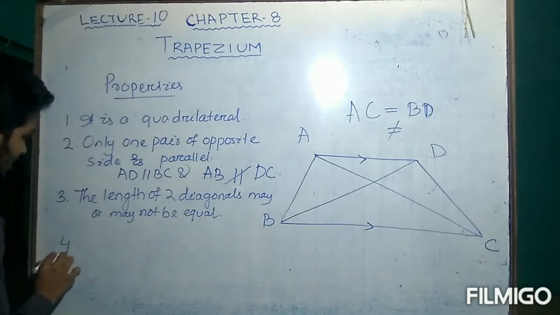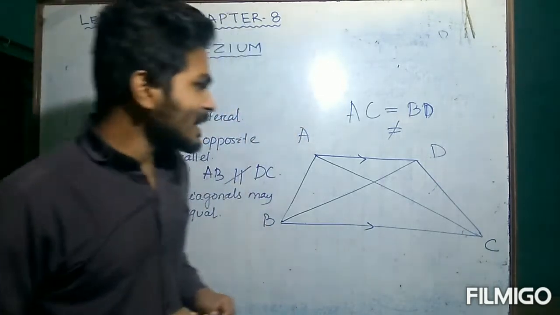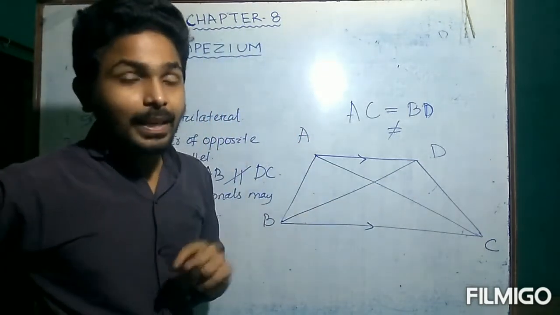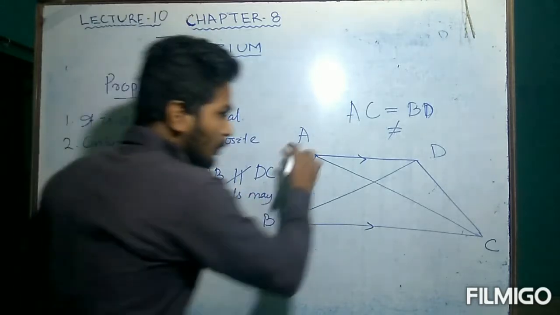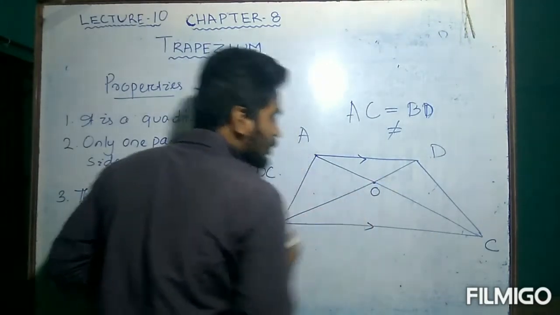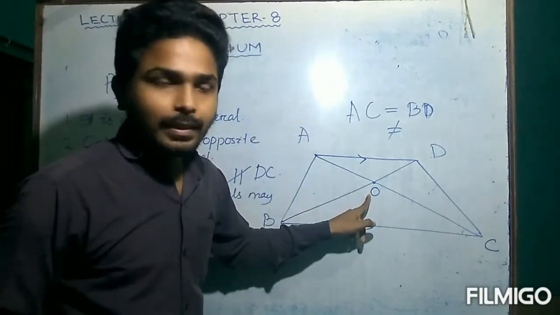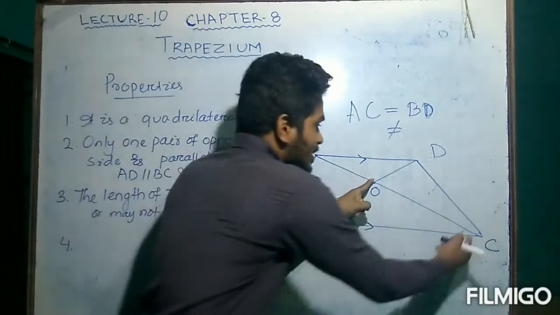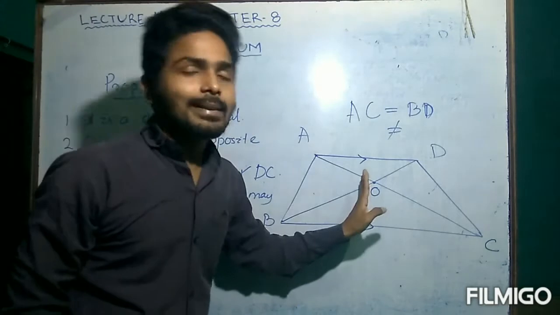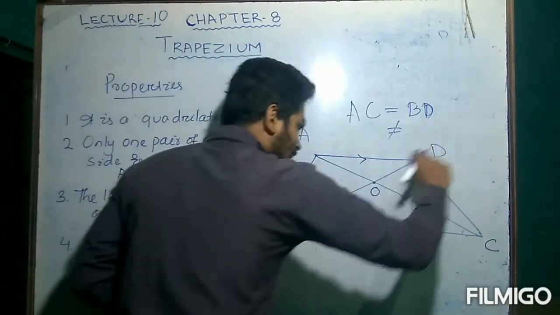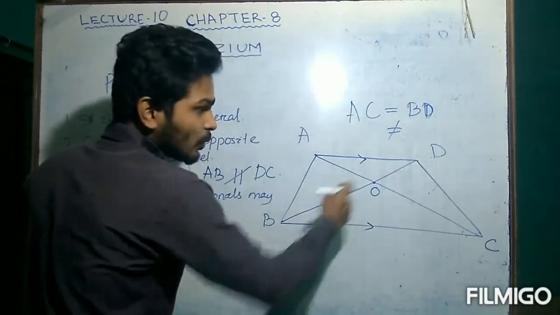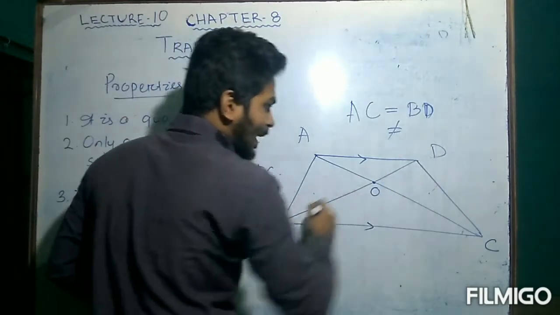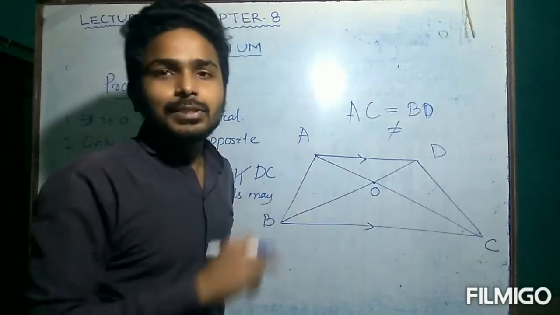Understood? Next is the fourth property. In case of a trapezium, the two diagonals do not bisect each other. Both diagonals meet at a common point, which is the point of intersection. At this point O, the diagonal AC is not bisected, as you can see this distance is very small and this distance is very large. Similarly, the diagonal BD is also not bisected at O, because one part is very small and the other is very large. So at the point of intersection, the two diagonals do not bisect each other.